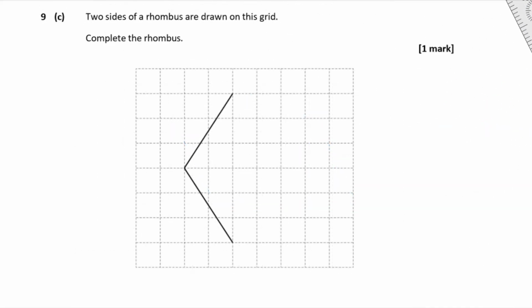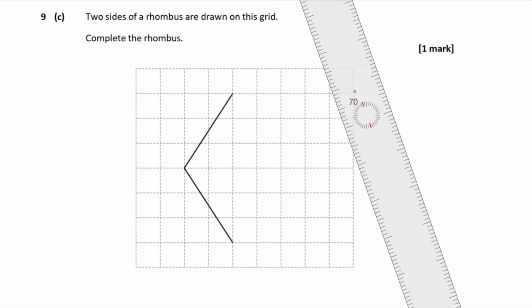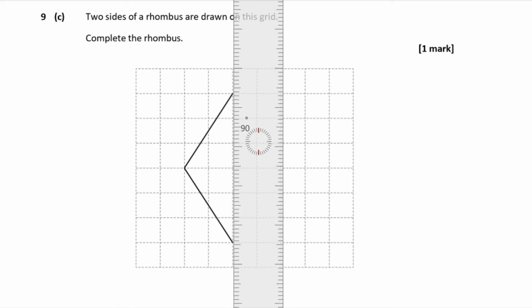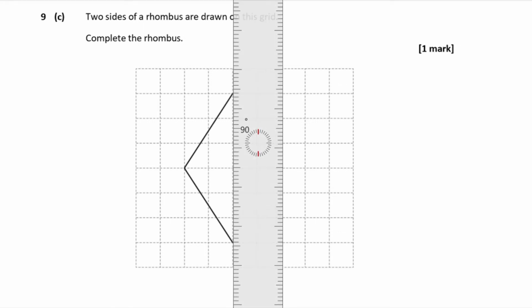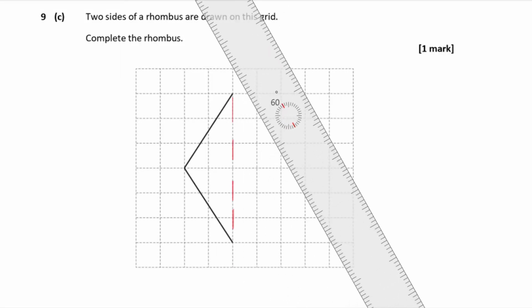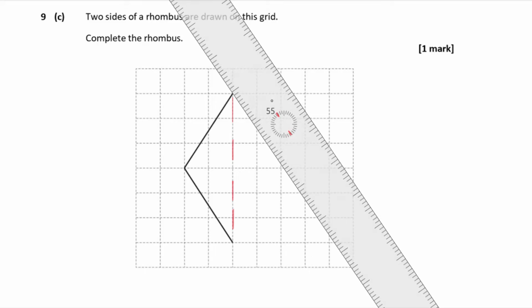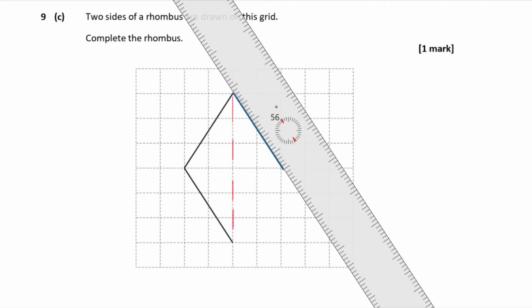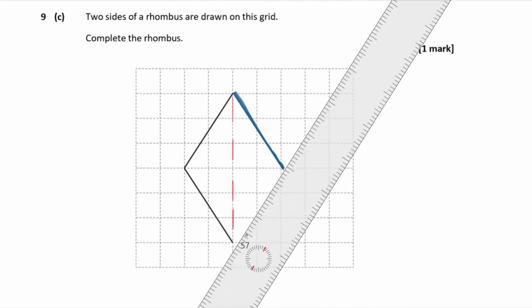Finally, part C says 2 sides of a rhombus are drawn on the grid. Complete the rhombus. Well, a rhombus is a pushed over square or a diamond shape. So it's going to have a line of symmetry running down here. Basically if I reflect those 2 lines in that line, then I'm going to get my diamond shape or my rhombus. So it's going to have a line like this, and then this way.